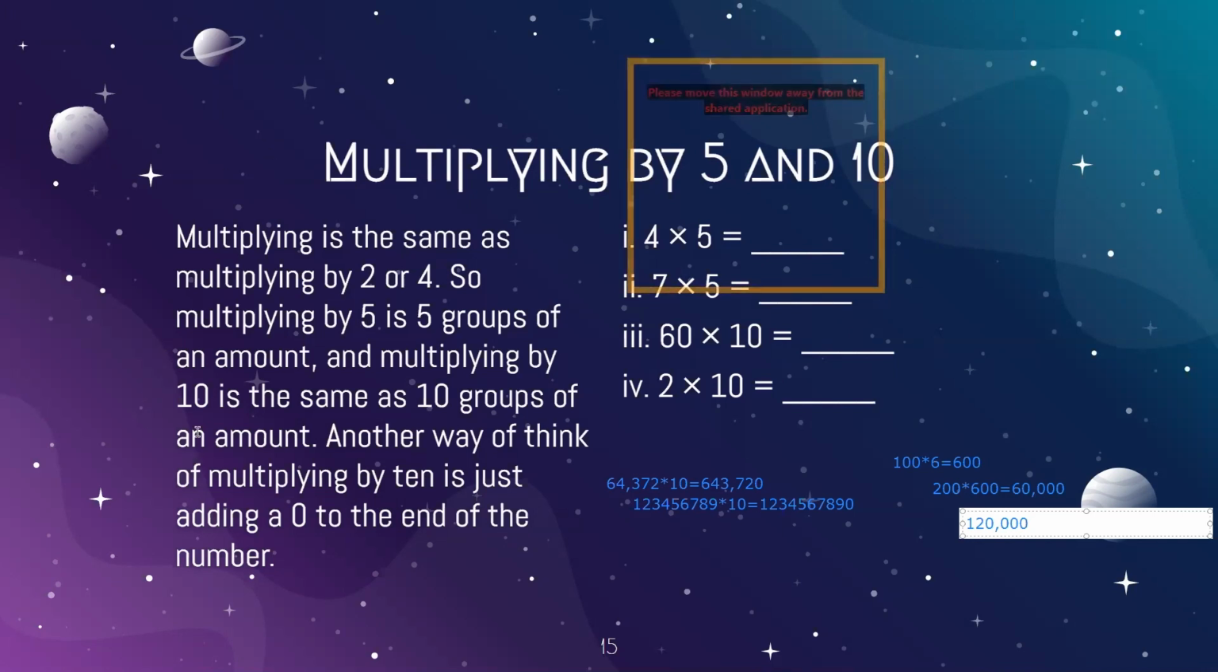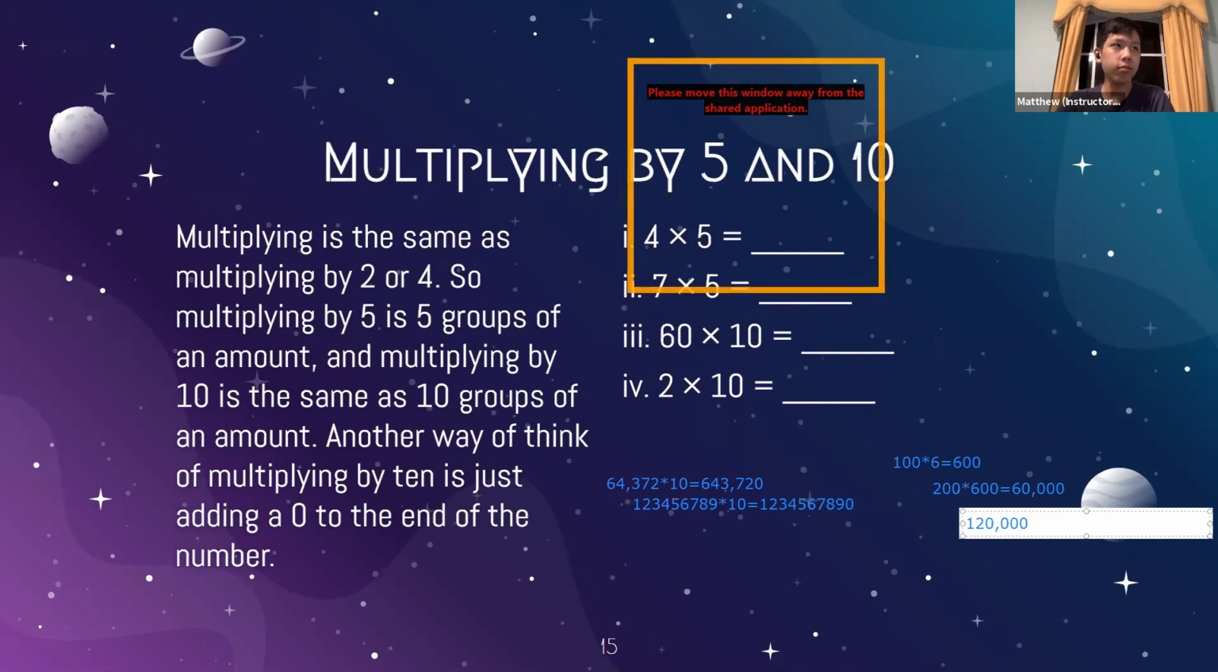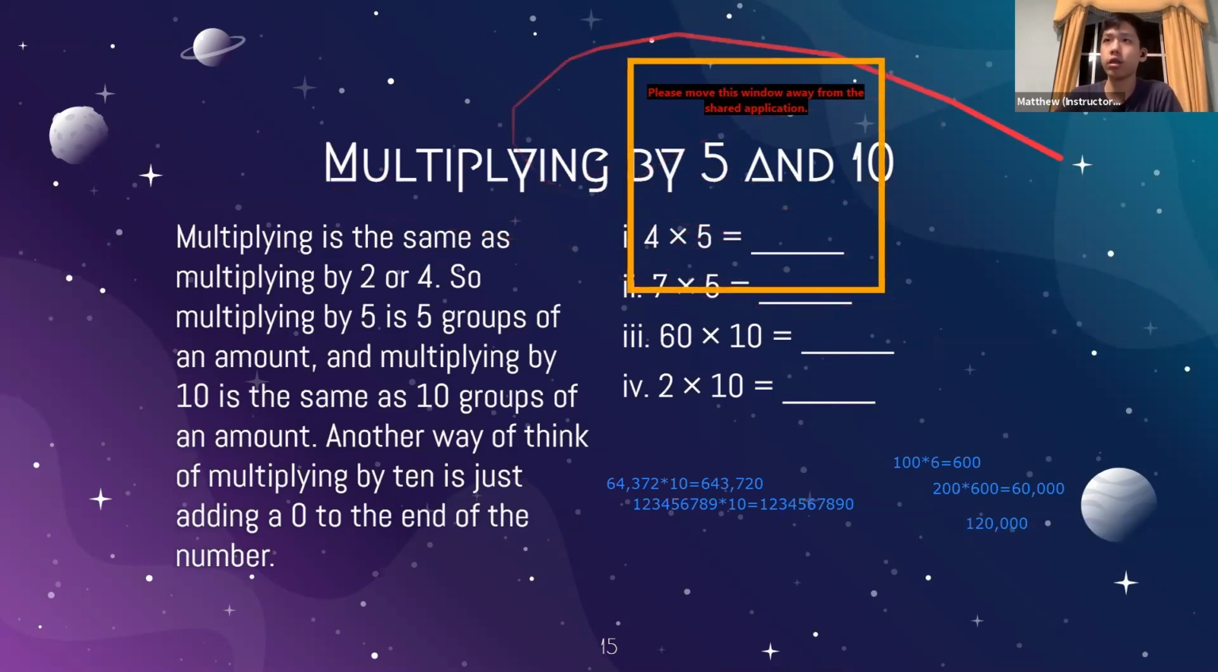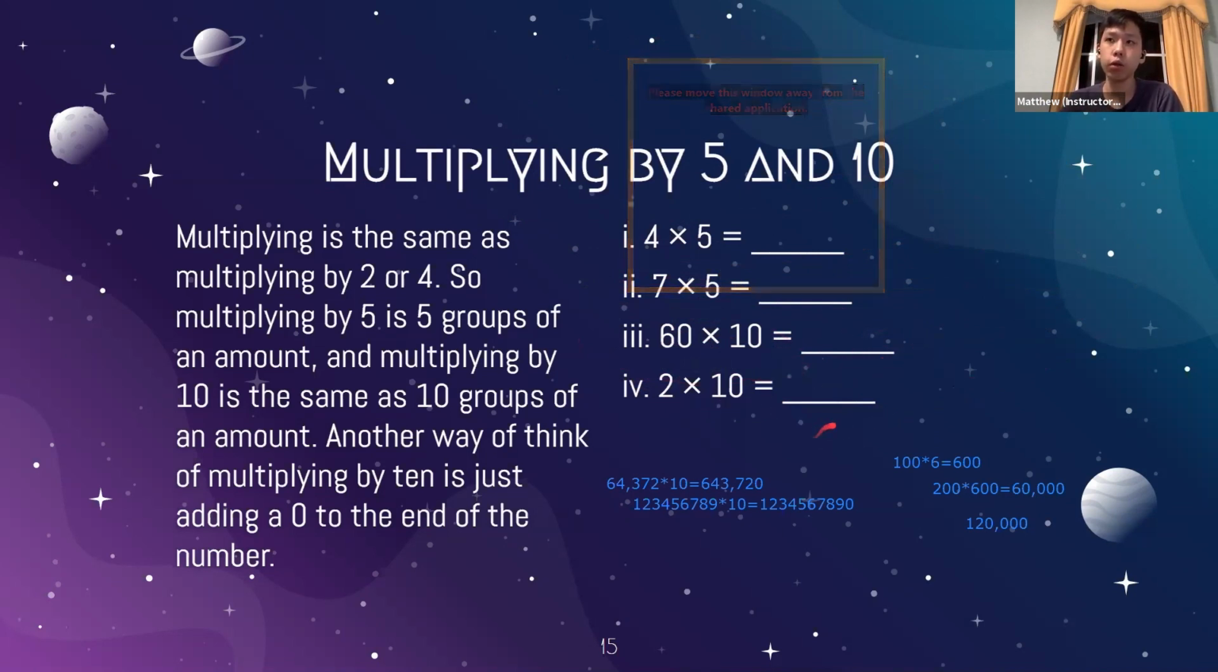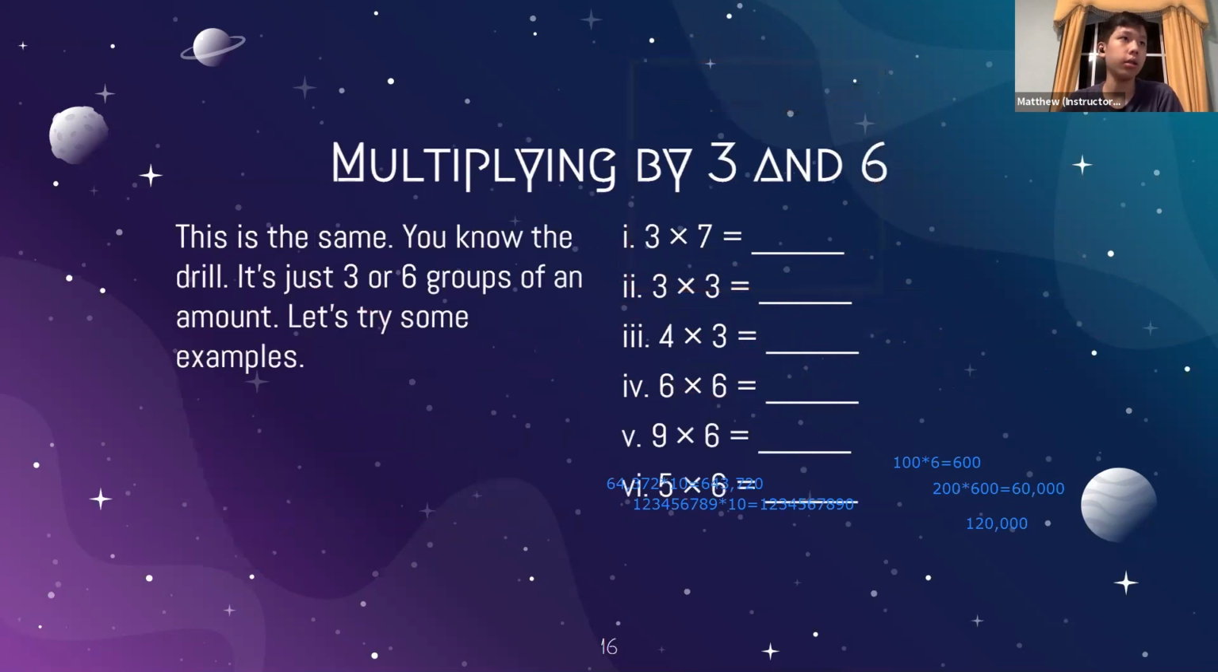Okay. Nice. So in these examples, 1 group of 5 would just be 5. 7 groups of 5 would be 35. 10 groups of 60 would be 600. And 10 groups of 2 would be 20. So let me clear my text.